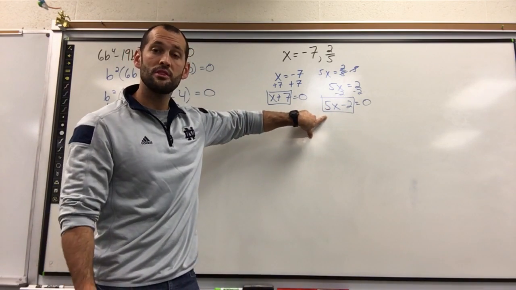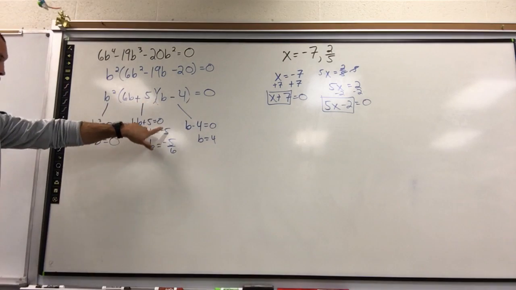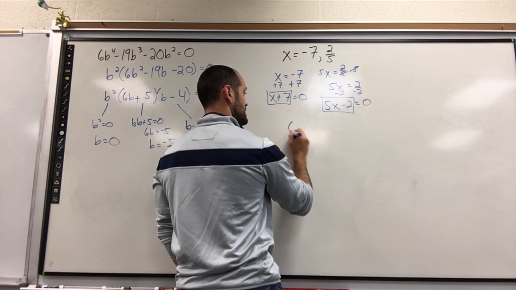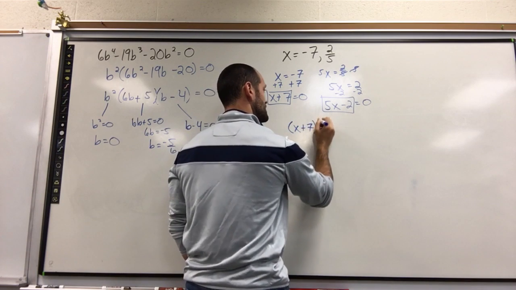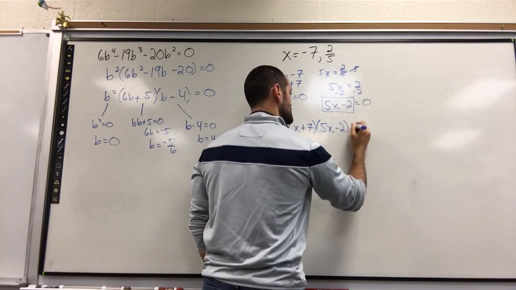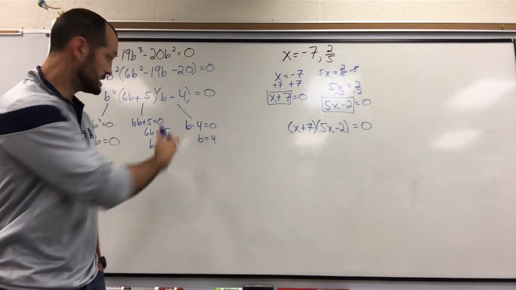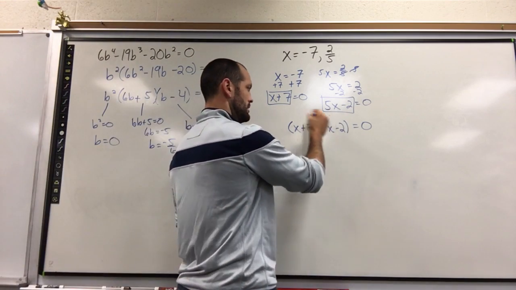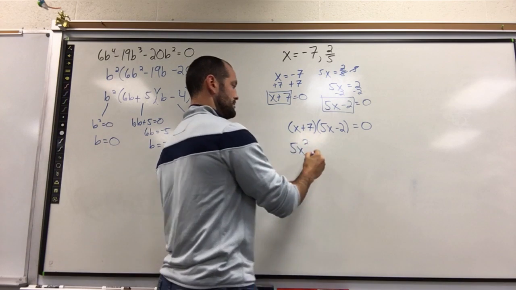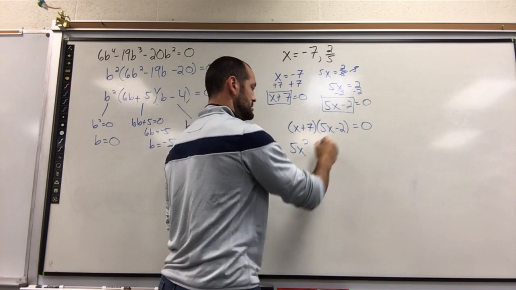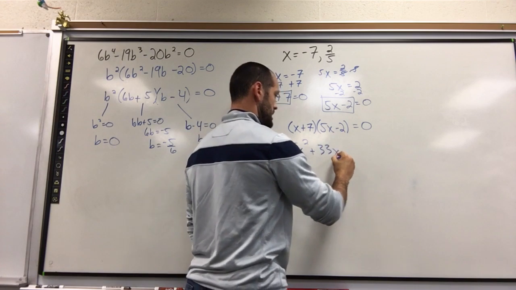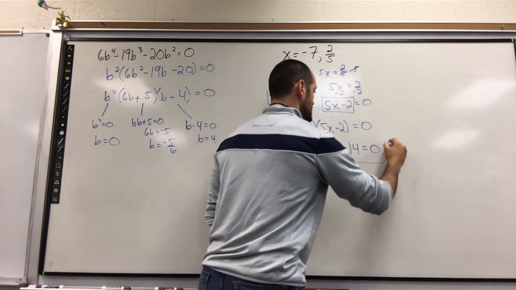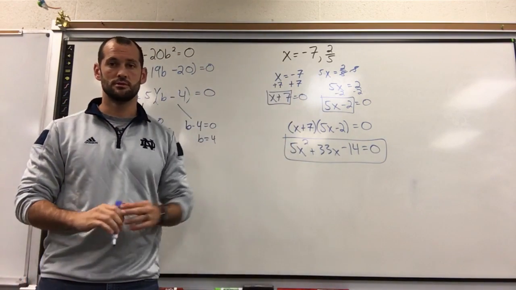Where do these quantities come from? Those are the factors. Notice, before we set things equal to 0, they came from our factored form. So if I continue the reverse pattern, that means I had x plus 7 times 5x minus 2. It truly is the exact same process, just inverted. Multiply it out, I get a 5x squared. Positive 35x with a negative 2x gives me a positive 33x. And lastly, negative 14. And that is the quadratic that produced those roots.